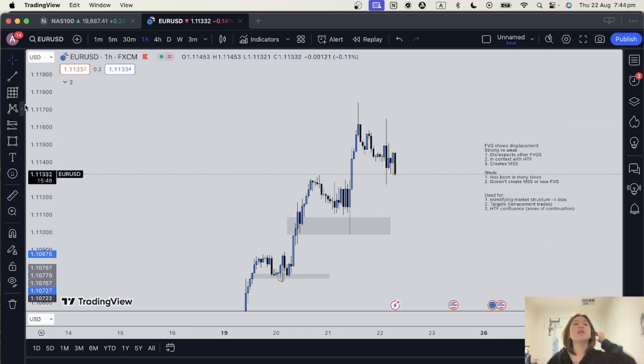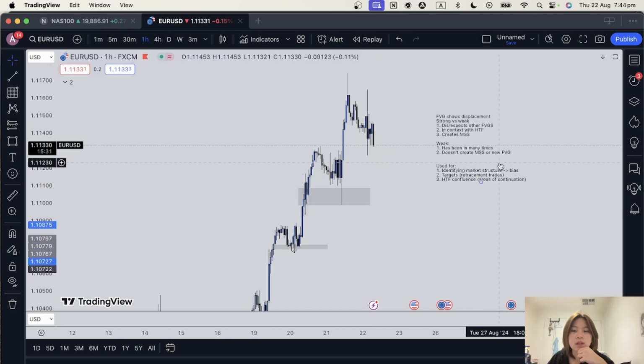Generally you want to use fair value gaps as an entry point when you're doing continuation trades. When you're doing retracement trades, where you're waiting for price to come back down, you can use fair value gaps as targets. That's what they're used for.